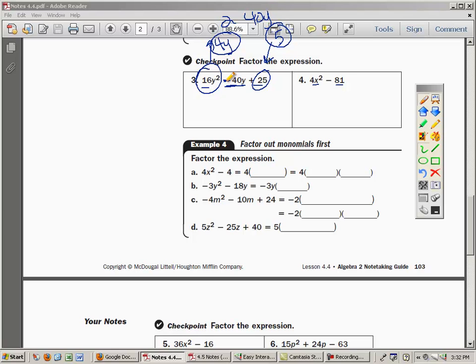Now, because this is a minus, that tells me it's the difference in a perfect square. So this is 4y minus 5 quantity squared. And again, if you expand that in FOIL, you will find that that is the correct factoring.